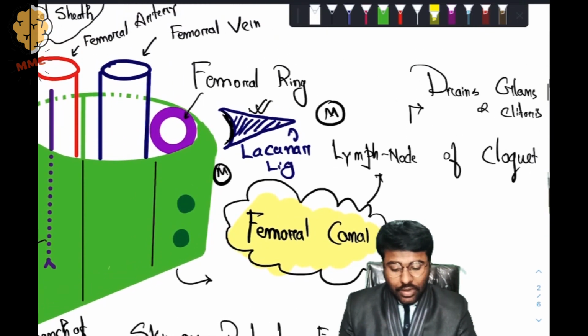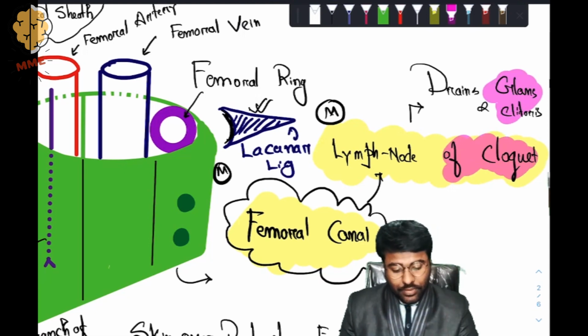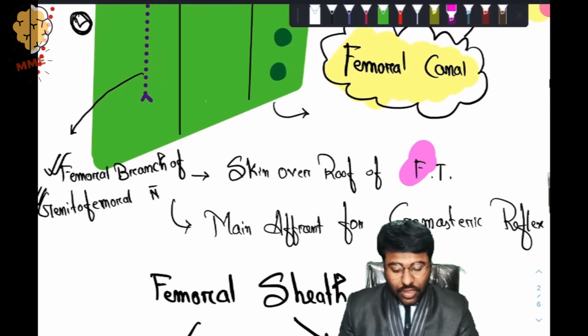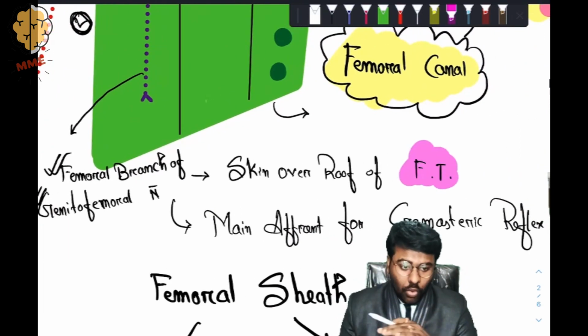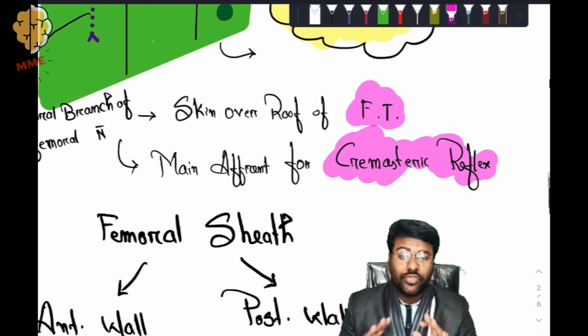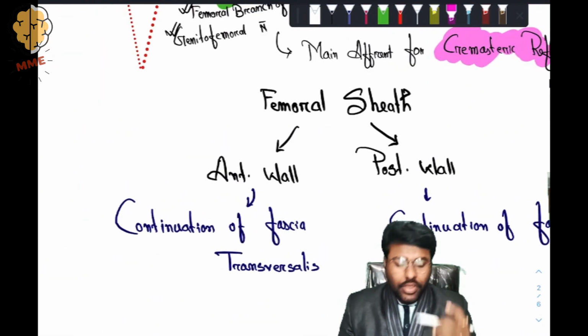The femoral canal is very important because there are some lymph nodes, called the lymph node of Cloquet. The lymph node of Cloquet mainly drains the glans and the clitoris. So the femoral canal is very important. Now coming to this nerve, why is it very important? Because it supplies the skin over the roof of the femoral triangle, and it is the main afferent fiber of the cremasteric reflex. So this is very important. Now, the femoral sheath is mainly formed by two layers: one is the anterior wall, one is the posterior wall.